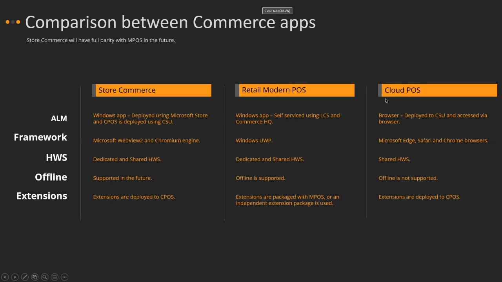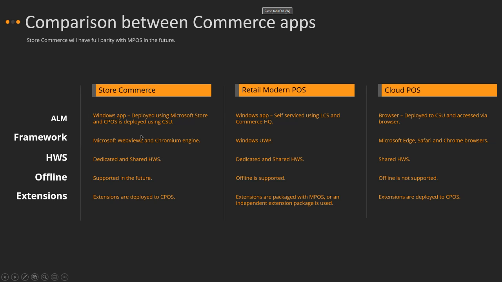Then the cloud point of sale is browser based, so you don't have to do any setup. It's deployed via LCS, and to update it you follow the same process. The Store Commerce app is a little similar to cloud point of sale, but the big benefit is that cloud point of sale does not support a dedicated hardware station and does not support offline, while Store Commerce will support a dedicated hardware station as well as offline in the future.